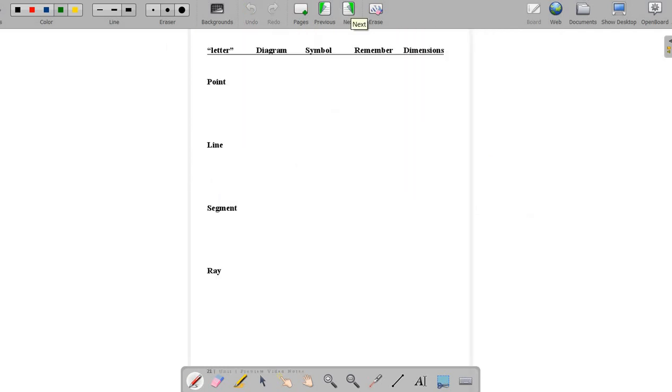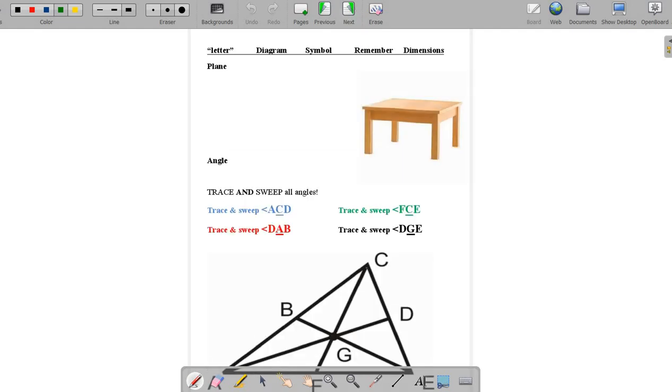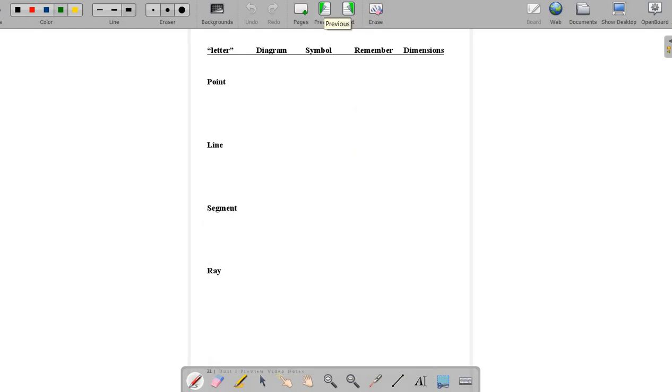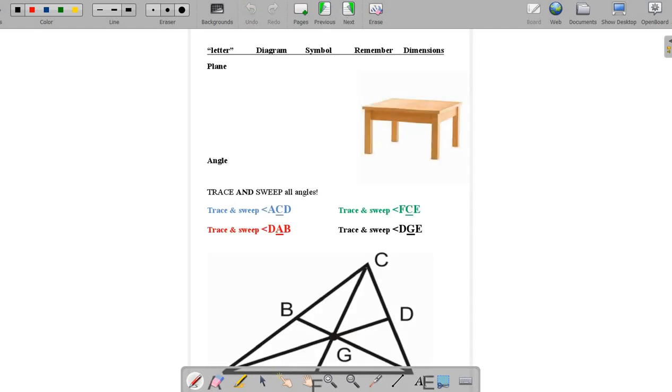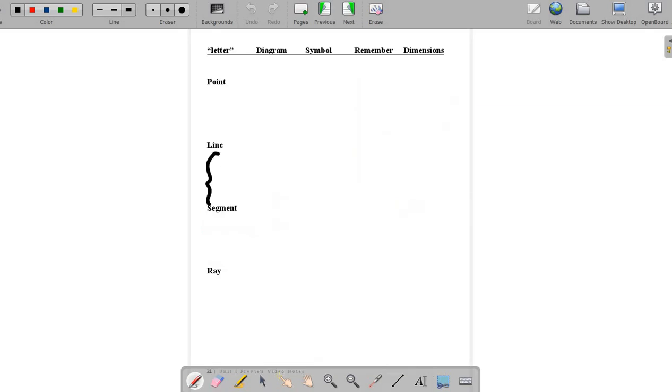Ready? Here is our geometric alphabet. Point, line, segment, ray, plane, and angle. Now I just said 6 words and I told you that there's only 5 letters. Line and segment are like subsets of each other, so they constitute as 1. So 1, 2, 3, 4, 5. Those are our geometric alphabets. Ready? Point is the first one.